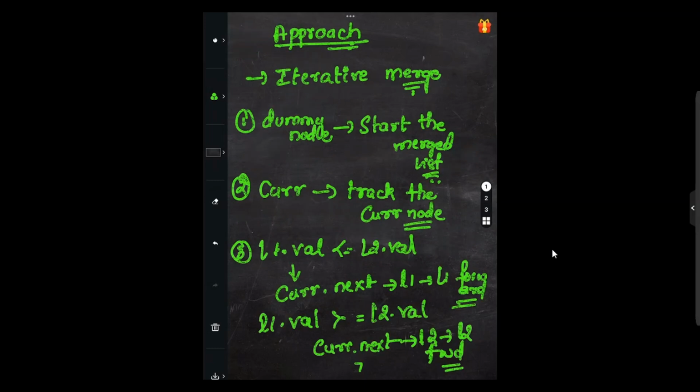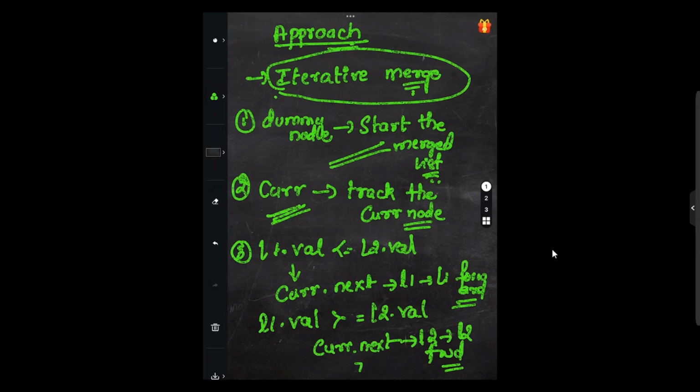So I'll just explain one more time. We are going with the iterative merge approach. The first step is creating a dummy node as a placeholder to start the merged list. The second step is making use of a pointer, in our case the current pointer, to track the current node of the merged list.